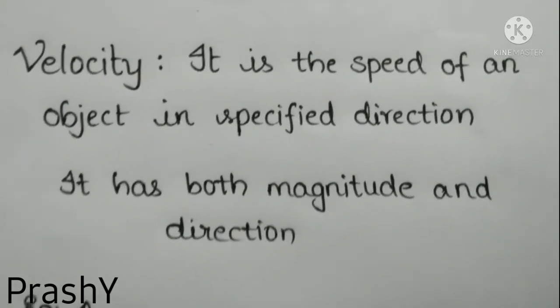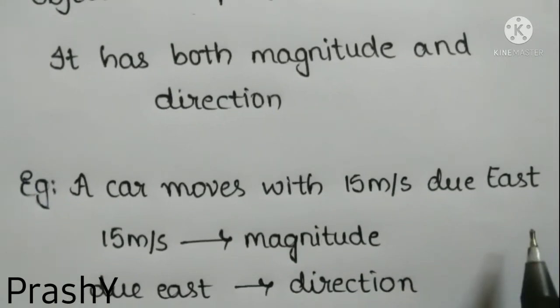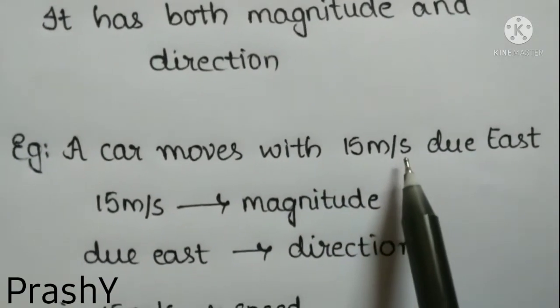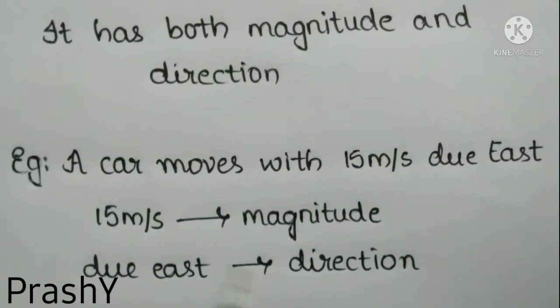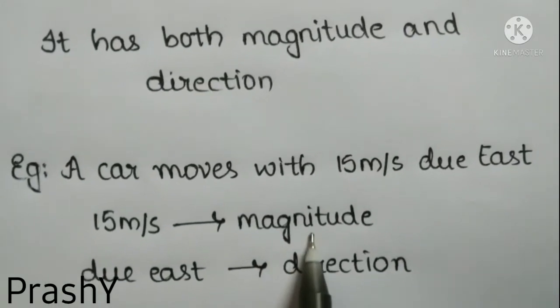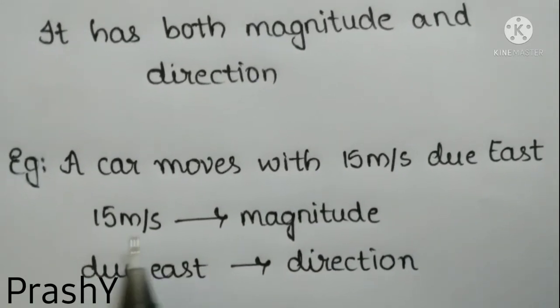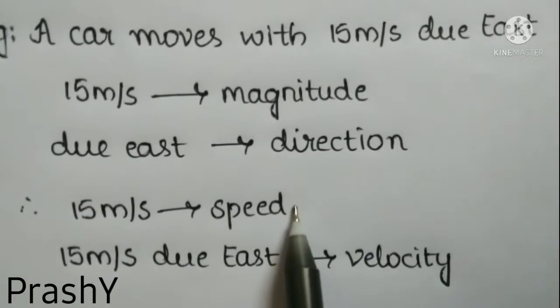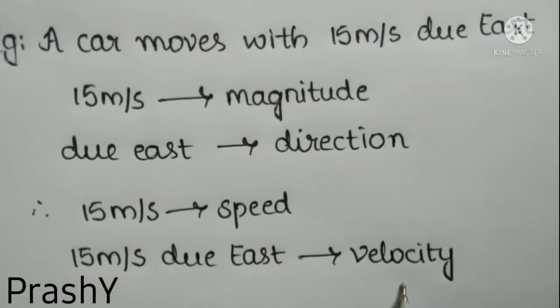Let us see an example here. A car moves with 15 meter per second due east. Here 15 meter per second is called the magnitude and due east is called the direction. That means velocity has both magnitude and direction. This magnitude 15 meter per second is nothing but the speed, and 15 meters per second due east is called velocity.